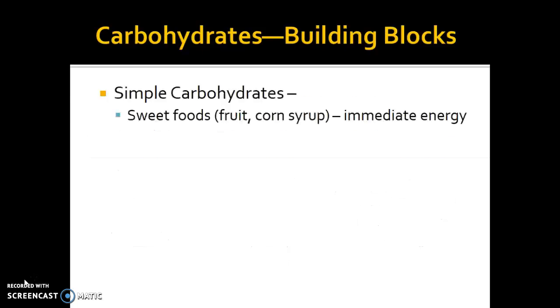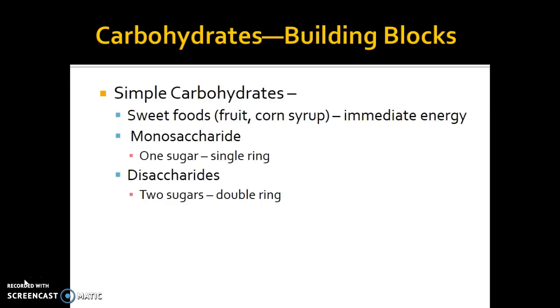So simple carbohydrates are sweet. Our tongues can actually taste the difference between simple and complex carbohydrates. Monosaccharides and disaccharides are simple carbohydrates. Monosaccharide means single ring, disaccharide means double ring. So those are sweet foods. They give you immediate energy, and glucose is what cells use for energy. So glucose is the energy of cells.